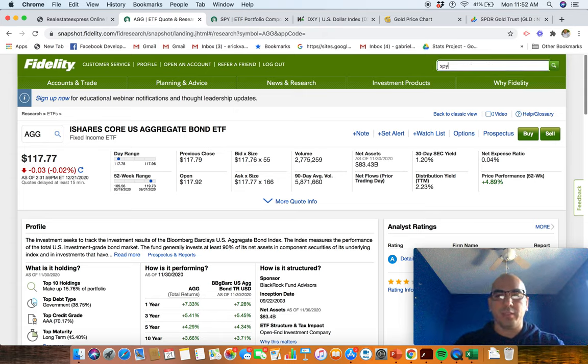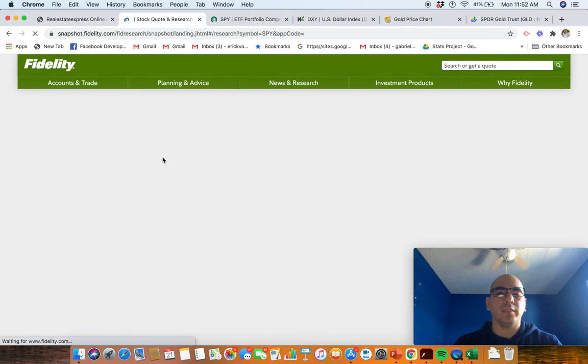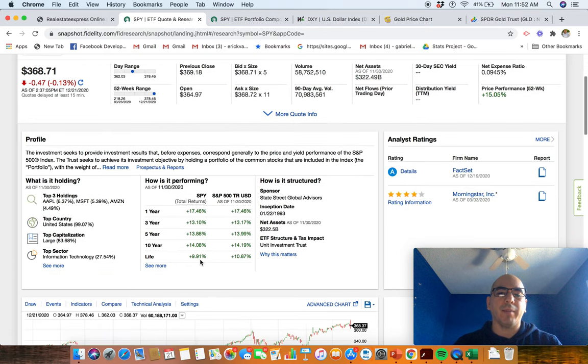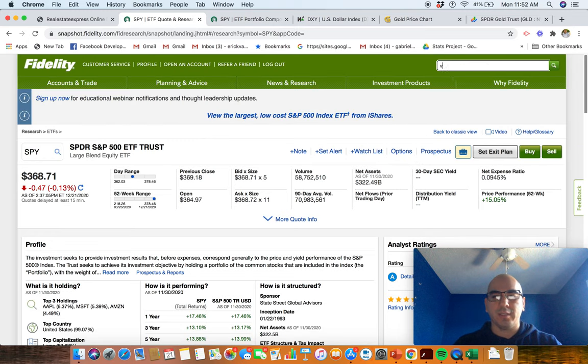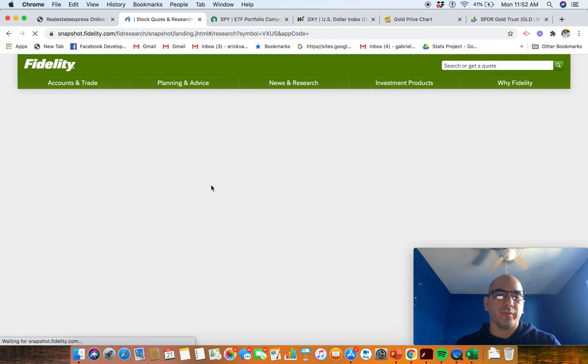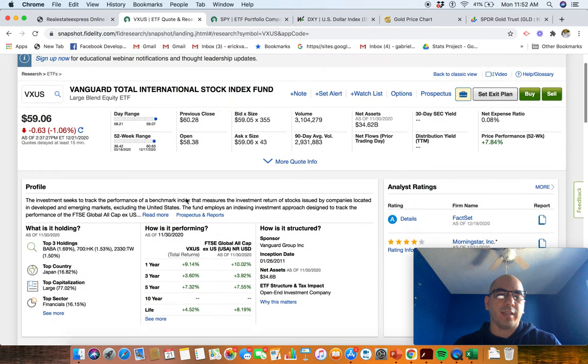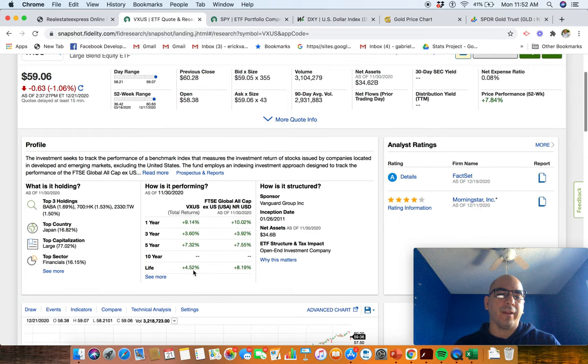If we look at stocks, the SPY ETF, we'll see how this fund has performed. The SPY ETF has performed 9.9% over the life of the fund. So again, all of these are really good returns. You have U.S. stock equities, you have bonds, you can also even look into international stocks. Let's look at international stocks. So if I search VXUS, which is the international fund from Vanguard, we can see what the performance is for Vanguard international stocks, large blend ETF, and it looks like the life of the fund has performed about 4.5%.